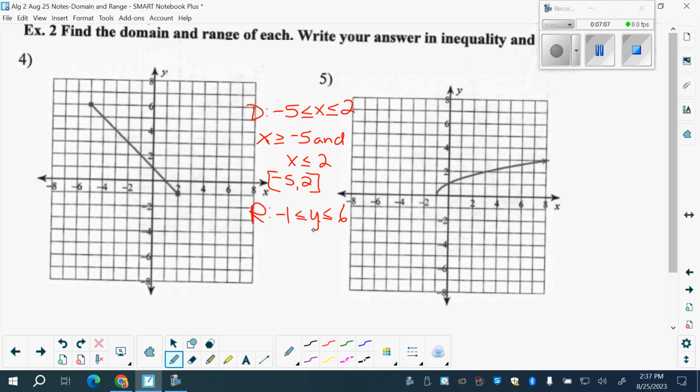That makes sense? So what is that in interval notation? Actually, what would that be in interval notation?